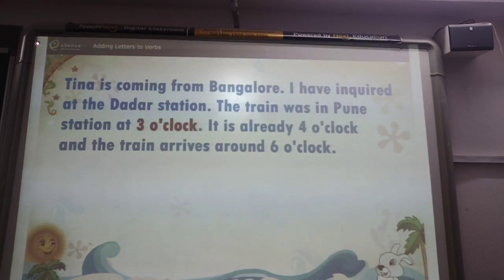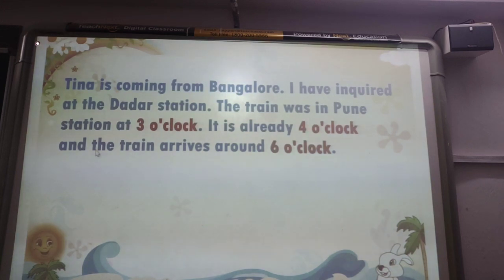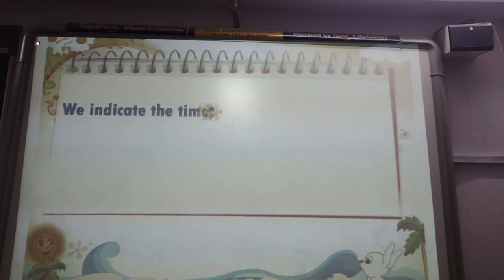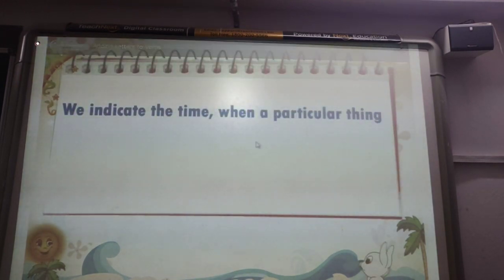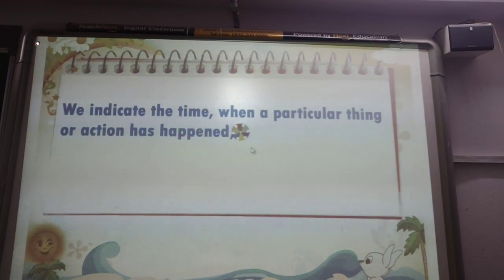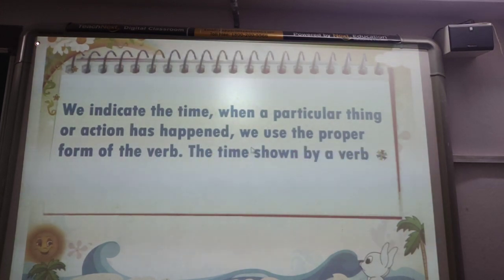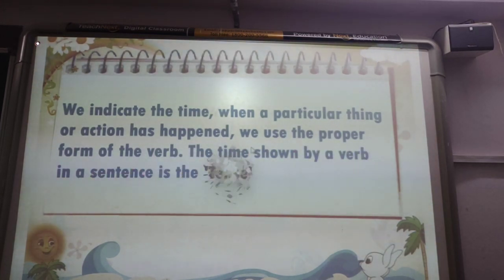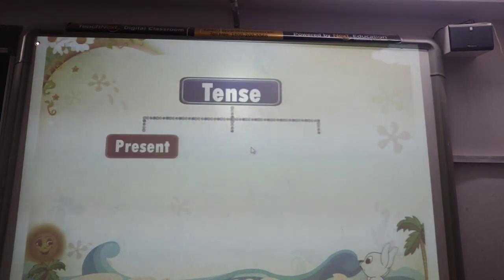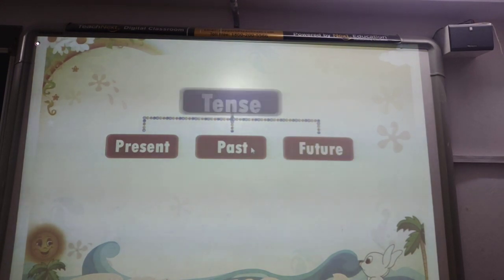Rainbow, 3 o'clock, 4 o'clock and 6 o'clock tell us the time of the arrival of the train. Rainbow, we indicate the time when a particular thing or action has happened. We use the proper form of the verb. The time shown by a verb in a sentence is the tense. There are 3 tenses: present, past, future.